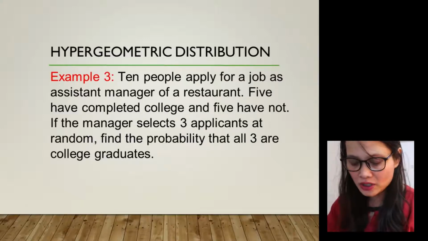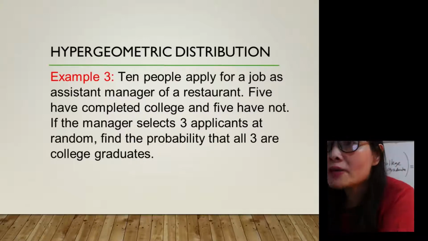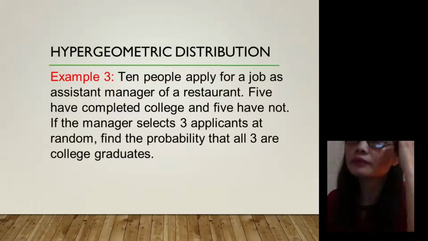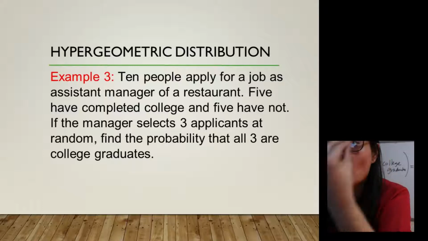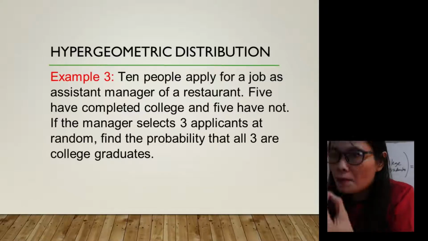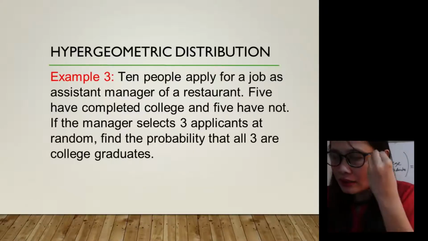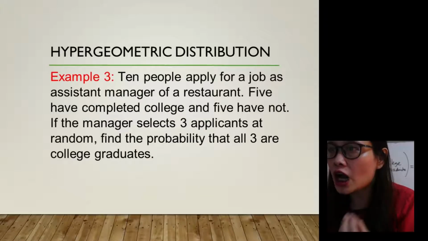Success. The number of successes in the population. So how many are chosen from the population? Three applicants. Okay, three applicants. Our main goal is to determine the probability that the three applicants are college graduates.